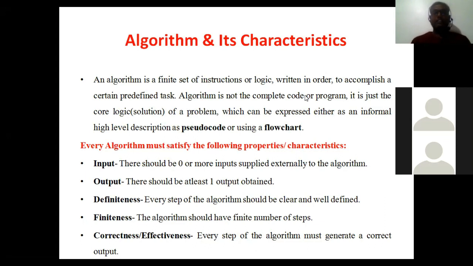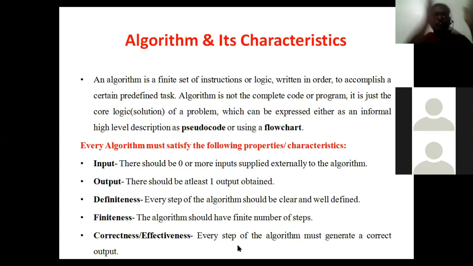After that, the last property of characteristics is correctness or effectiveness. So basically, what it means, the correctness and effectiveness. Every step of the algorithm must generate a correct output. ऐसा नहीं कि algorithm, for example, एक मैंने task दिया: write a program to perform the addition of three numbers. So एक प्रोग्राम लिखना है जिसमें आपको तीन नंबर का एडिशन करना है.